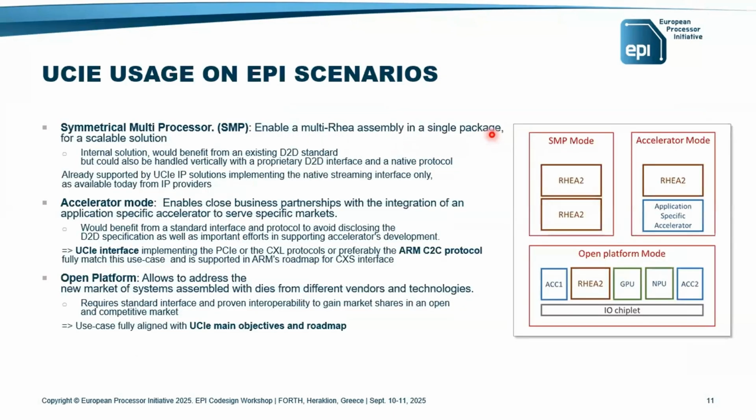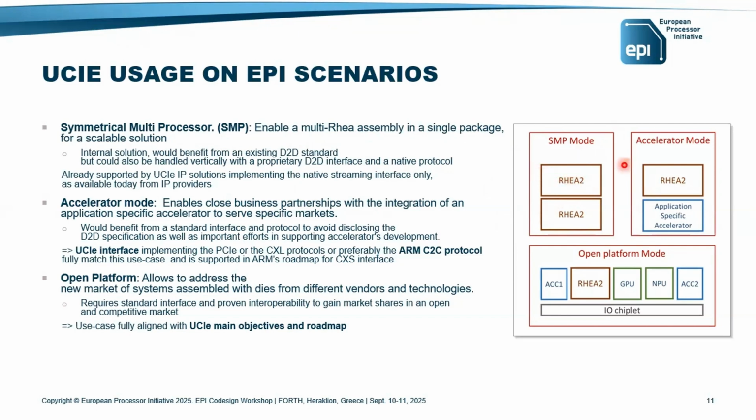As I said, we have defined three usages for EPI. The first one is symmetrical multiprocessor, to enable multi-assembly in a single package for a scalable solution. This use case is supported by UCIe IP because we can use the native streaming interface from the UCIe protocol. And what is interesting with UCIe is that we can use an existing IP from an IP provider.